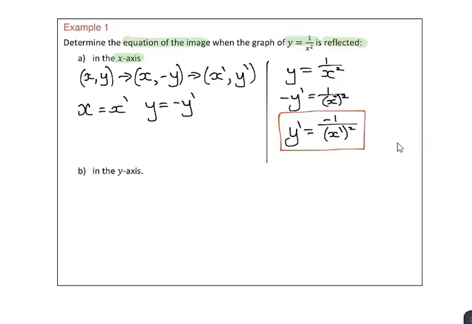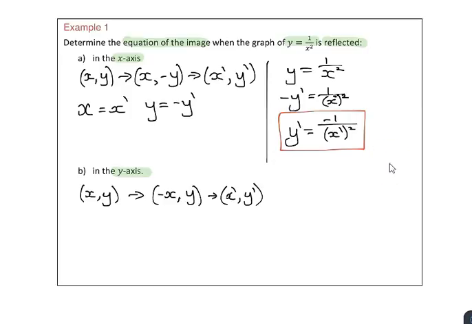And that would be the equation when y equals 1 on x squared is reflected in the x-axis. We're going to do the same thing, but we're now going to look at a reflection in the y-axis. So we're going to take the coordinate point x, y, and then when we actually do our reflection in the y-axis, it's an x value that becomes negative. So the pre-image is going to become negative x comma y, and that's our new x and our new y.